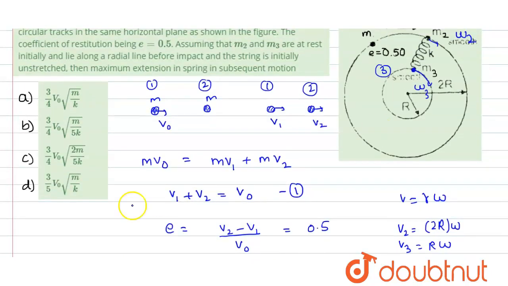So which option is the correct option? 3 by 4 v naught times the square root of m divided by 5k, B is the correct option. Hope you understood the solution.